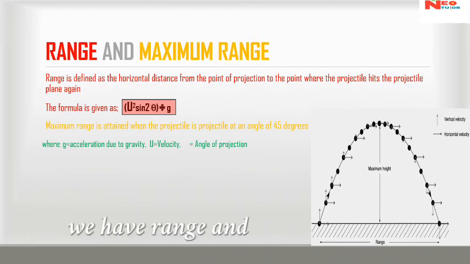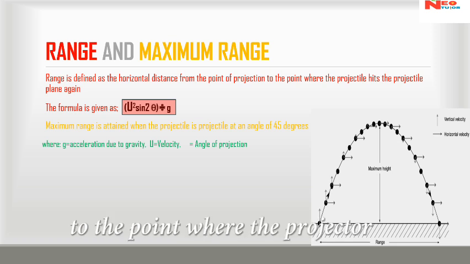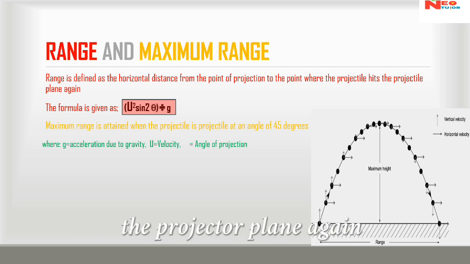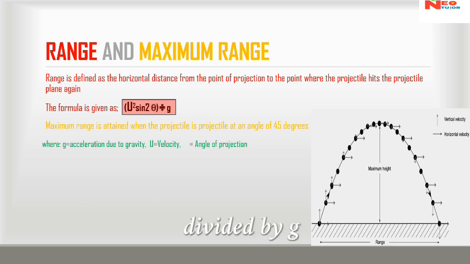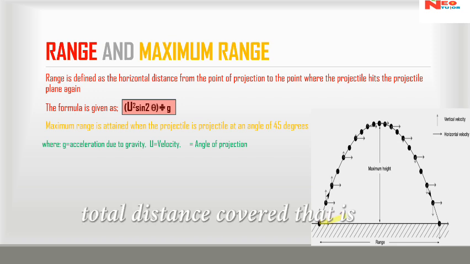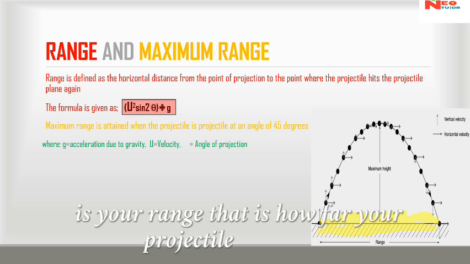We have range and maximum range. Range is defined as the horizontal distance from the point of projection to the point where the projectile hits the projectile plane again. The formula is given as u squared times sin 2 theta divided by g. Now, what is range? The range is the total distance covered. That is, this distance covered here is the range. That is how far your projectile went.